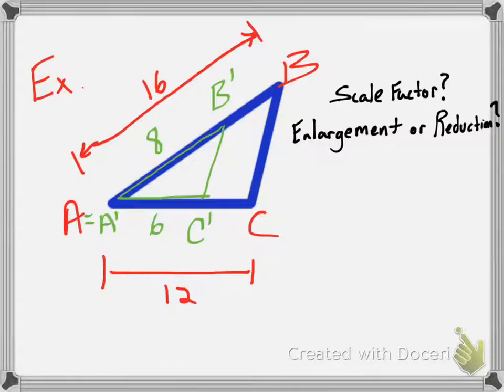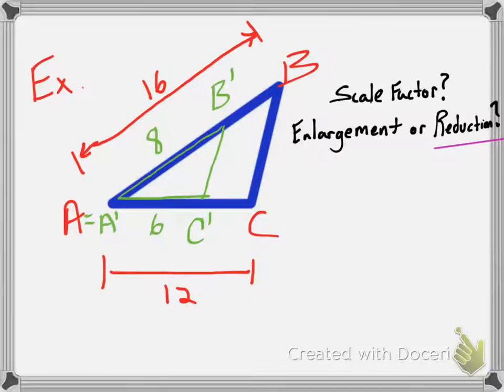Here's an example. In this example, we want to know what the scale factor is and if it's an enlargement or reduction. Well, you should just look at the picture and be able to tell if it's enlargement or reduction. How do we go from the red, A, B, and C, to the green, A prime, B prime, C prime? Does it get bigger or smaller? Well, it gets smaller, so it's a reduction. So we've answered that question. But now we have to figure out what the scale factor is.